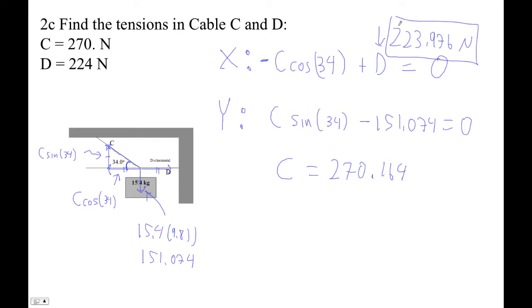Ta-da. So you solve this guy for C, plug that number in here, solve for D. Did we get it right? Yeah, 224 and 270 with a decimal point. All right. Happy hunting.